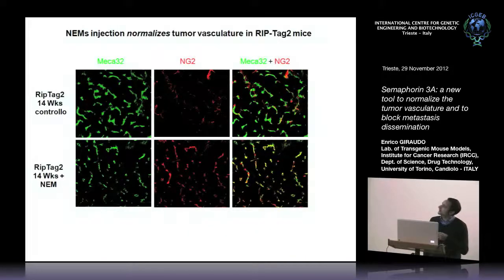You can see here the control mice and their tumors: they have pericytes, but not really covering the vasculature. You can see here a more normalized phenotype with vessels highly covered by pericytes, and this after the treatment with this NEM subpopulation.